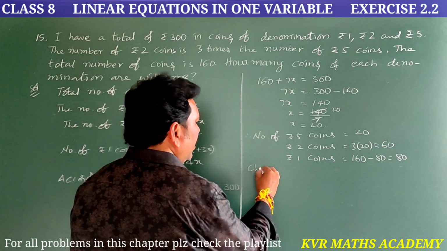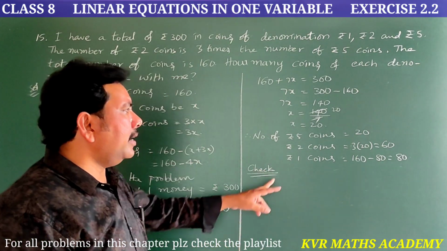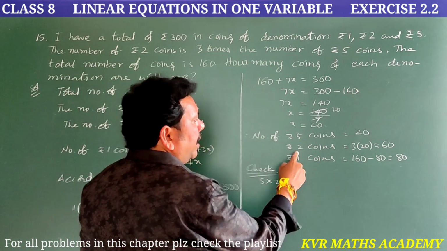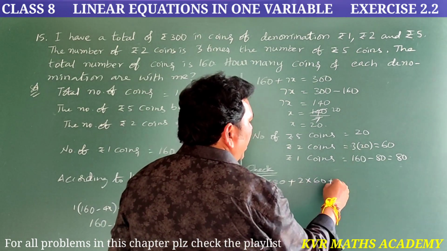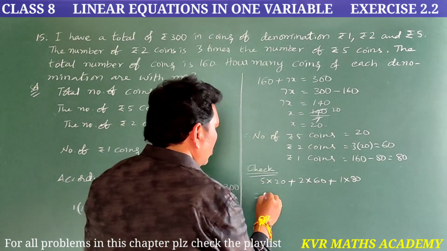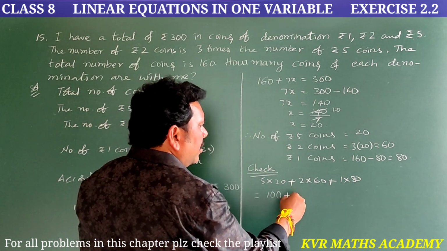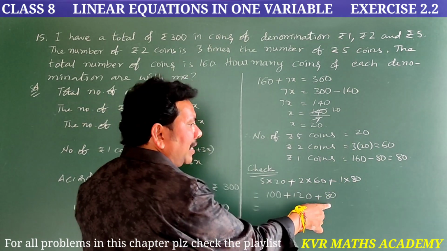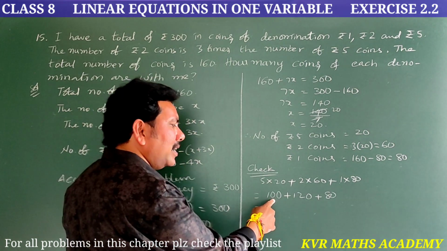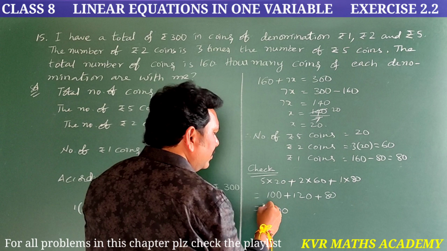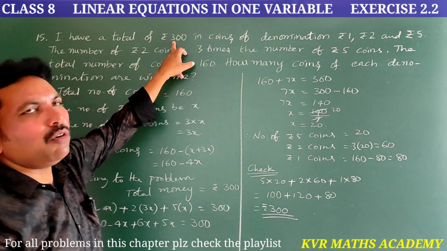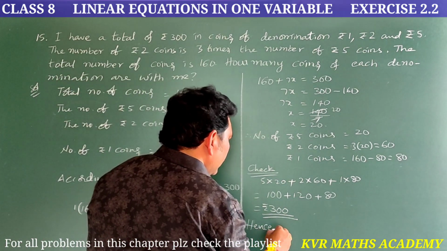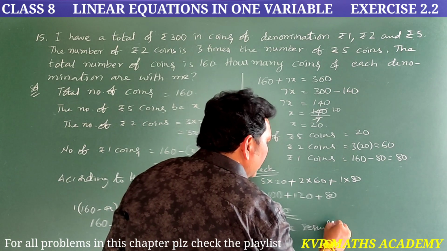Let us do check. Here sum of the amounts, let us do. So 5 rupee coins into 20 plus 2 rupee coins into 60 plus 1 rupee coin into 80. So how much? 5 20s are 100 plus 2 60s are 120 plus 80. 120 plus 80, 200. 200 plus 100, 300. Rupees 300. Right? Rupees 300 we have got or not? So what we have done is exactly right. Hence the result is true.